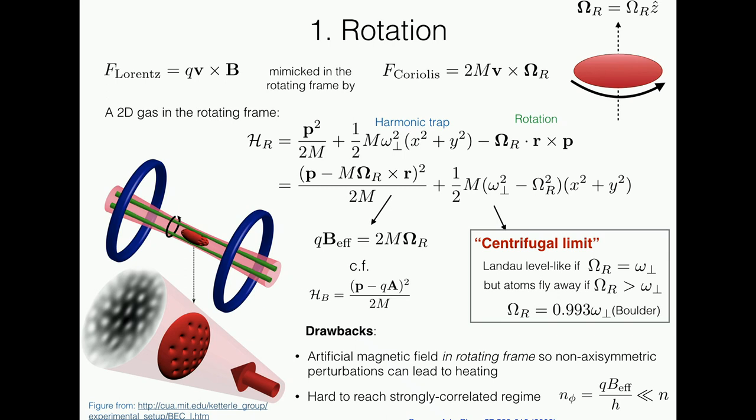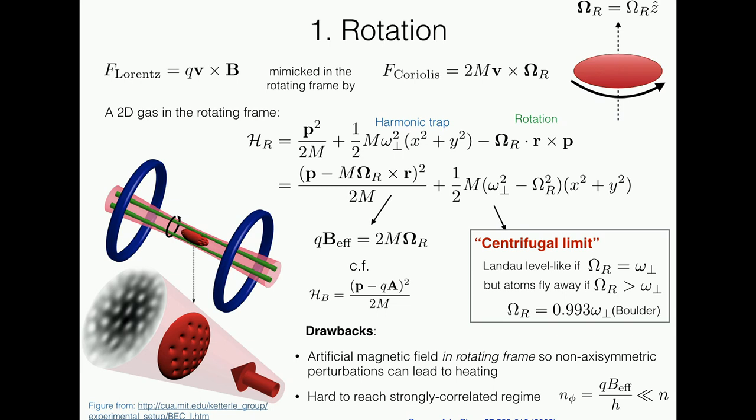Sorry, if omega, yes, then you just have a renormalized trap, exactly. And that's okay, but the thing is, if we want to get to the strongly correlated regime, we need omega r, which is proportional to the effective magnetic field, to be as large as possible. We really want to be rotating as fast as we can, because the more we rotate, the more effective magnetic flux we have in our system, and therefore we can hope to reach a regime where the number of magnetic flux quanta is comparable to the number of particles, and then we should start to see fractional quantum Hall physics with interactions.